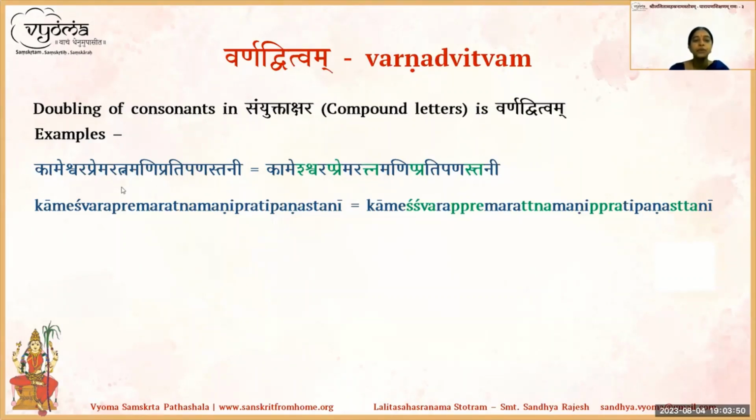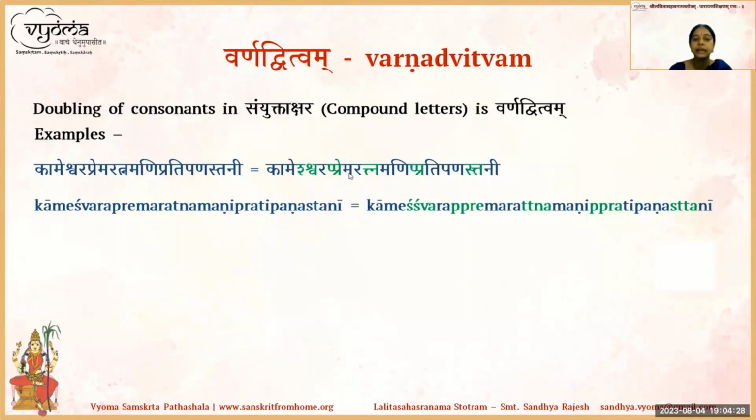For example, if you see Kameshwara, Shwara, Sh and Va, it is a Samyuktakshara, a compound letter. Before Kameshwara, we have a vowel, and then we have this Samyuktakshara, Sh and Va, followed by another vowel. When there is this kind of Samyuktakshara, the doubling of consonants will happen. So you see here we have Sha getting doubled, Kameshwara.